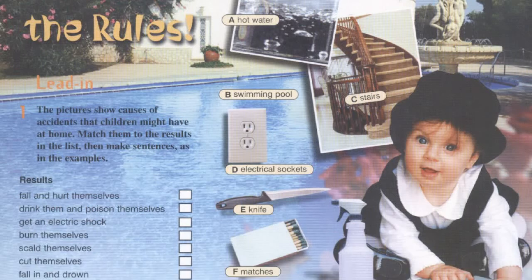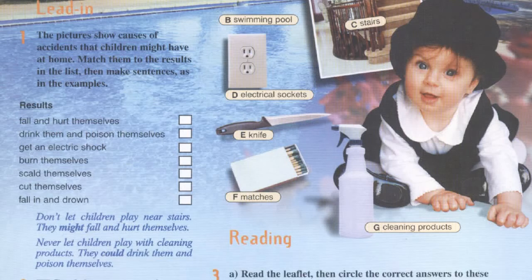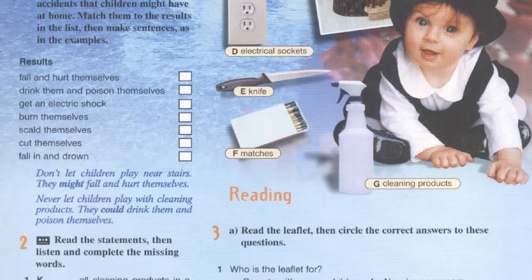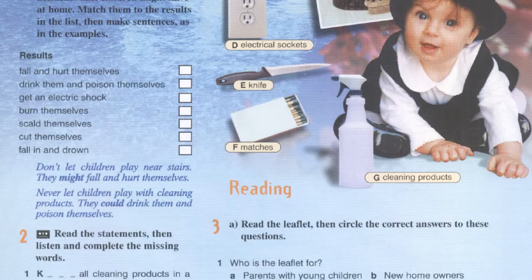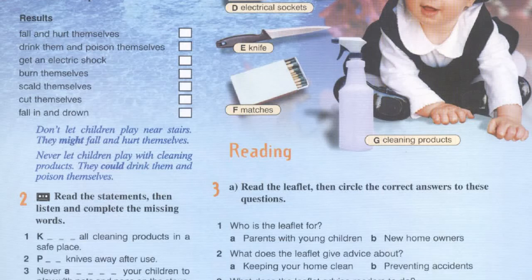Picture C, stairs. Picture D is electrical sockets. Look at the picture, electrical sockets. And the next one, picture E, knife. And the next picture F, which is matches. And the last one, picture G, which is cleaning products.